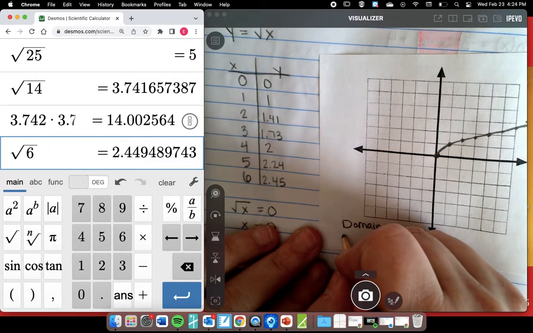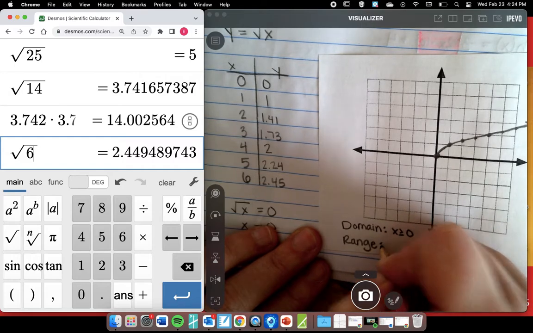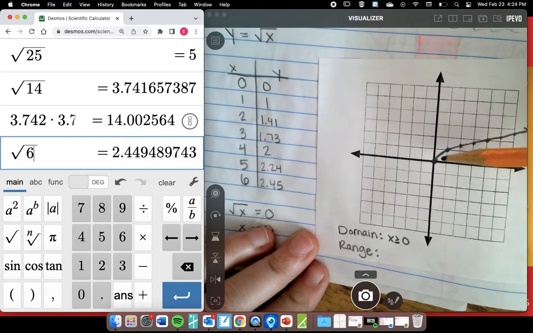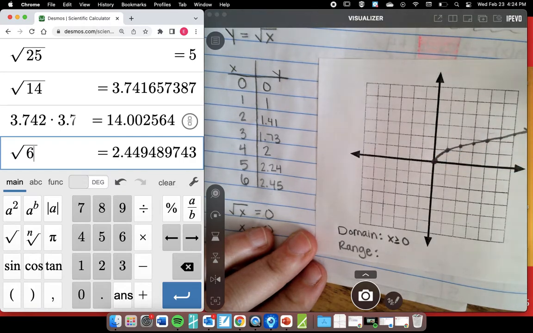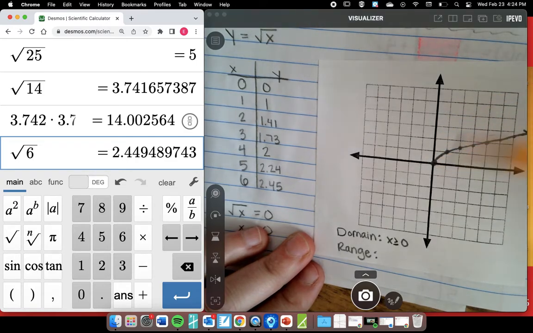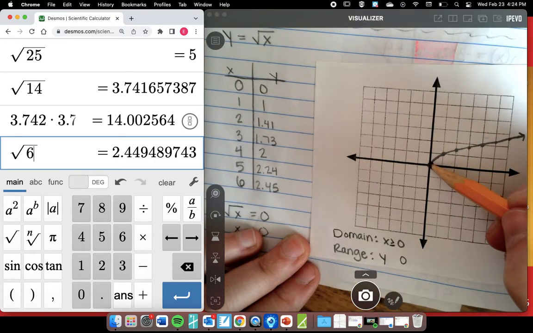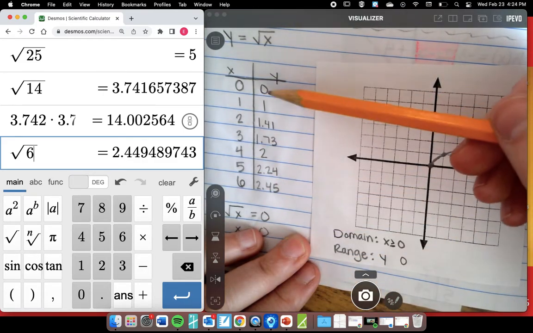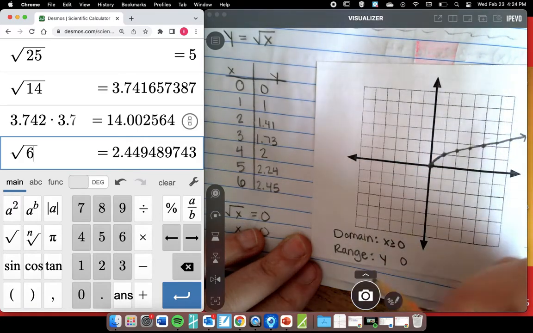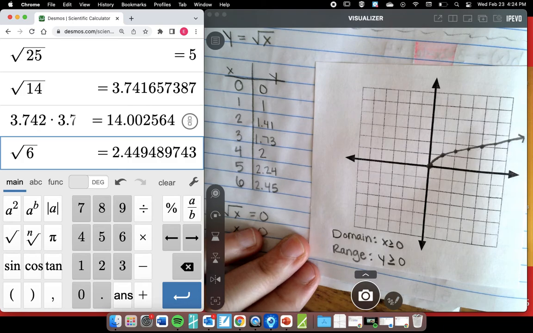And for our range, we're thinking our y's, so we're thinking up and down. And we see that this graph is going to keep going up, up, up. It's kind of slowly going up, but it doesn't keep going down. It has that stopping point here. And on our y-axis, that stopping point is 0. And again, that graph is going above 0. These numbers go above 0, so it's greater than 0. But it could also equal 0 because we have that 0 there.